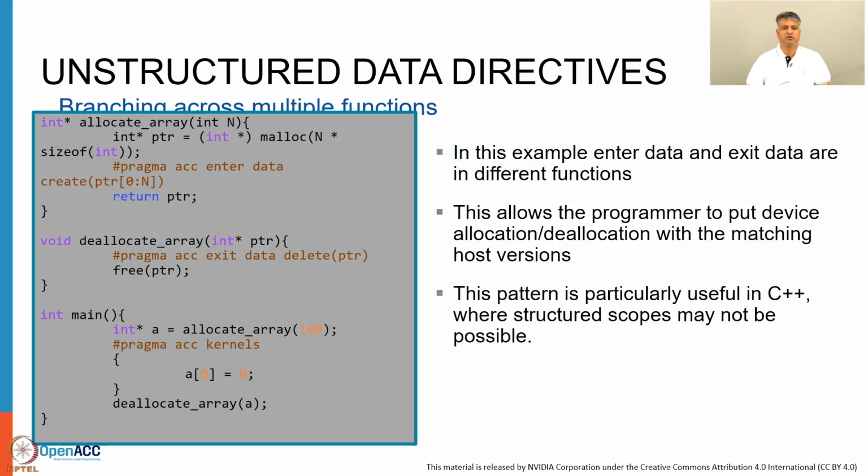So if you look at this particular example where enter data and exit data are in different functions, this allows the programmer to put a device allocation and deallocation with the matching host version. This pattern is particularly useful in C++ where structured scopes may not be possible. If you look at this code, you will see that the function allocate array is where the data is getting entered into the device memory. The function deallocate array is where the data is getting freed from the memory.